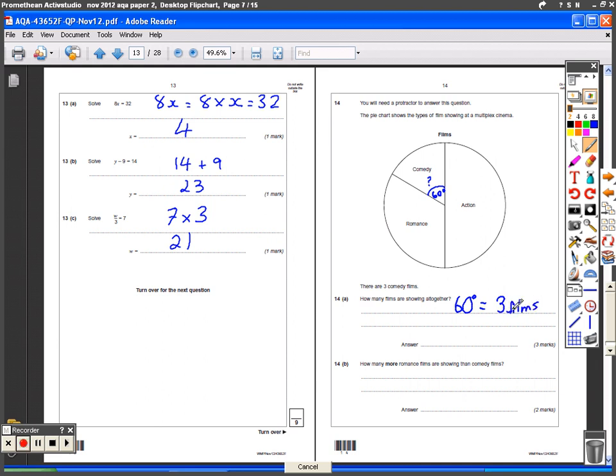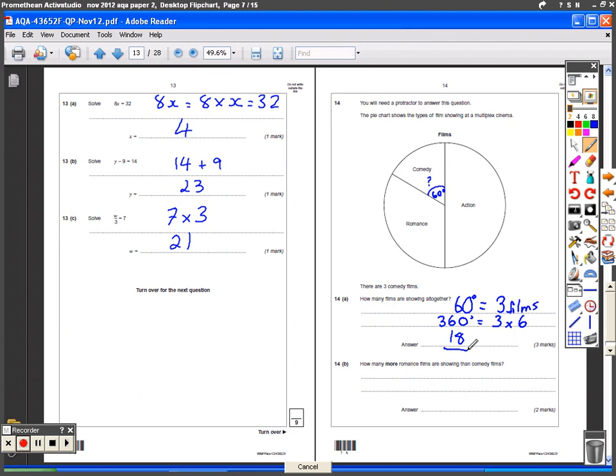Okay, so we've got 360 degrees in total in a pie chart. So how many times does 60 go into 360? And of course it's 6. So you multiply 3 by 6 to find the total amount of films, which would be a final answer of 18 films.